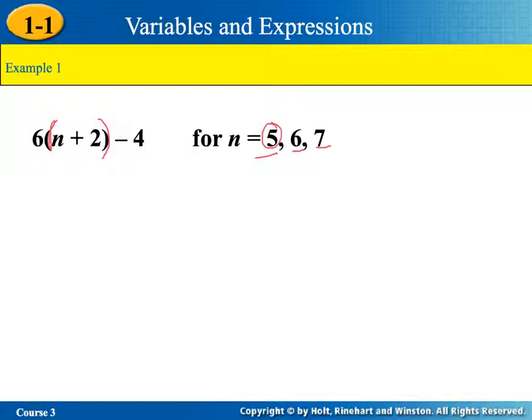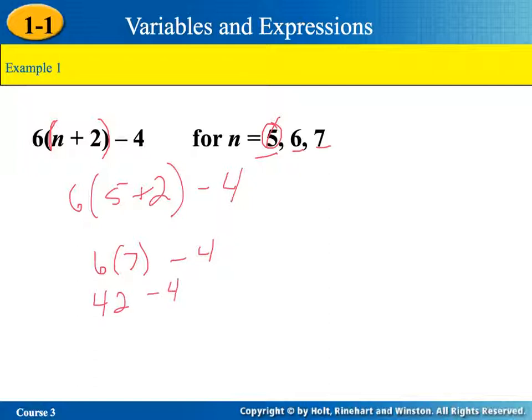Let me take 6, and then wherever I see an n, I'm going to plug in a 5. 5 plus 2 minus 4. Okay. I plugged in my 5, and now I'm just solving this problem. What is 5 plus 2? Because remember, I have to do inside the parentheses first. I get 7. 6 times 7 minus 4. What do I do first? Multiplication. I need to take 6 times 7, which is 42, minus 4, and I get 38 as my answer. Okay, all done with the first one.